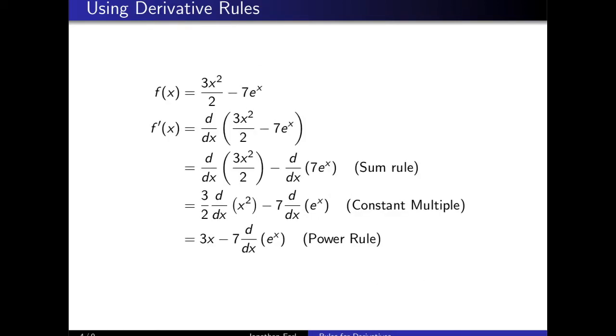So next, we'll use the same kind of techniques to go and find the derivative for 3/2 x squared minus 7e to the x. The first thing that we want to do is pull out our sum or difference rule to split up our function into the derivative of 3/2 x squared minus the derivative of 7e to the x. Then we can use our constant multiple rule to pull the constant multiples out in front. In the first term, we'll use the power rule to get a derivative of 3x, but we still need to deal with the derivative of the e to the x part, because so far we don't have a derivative for that.